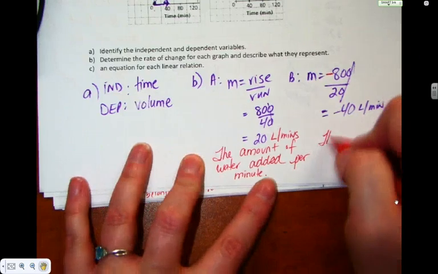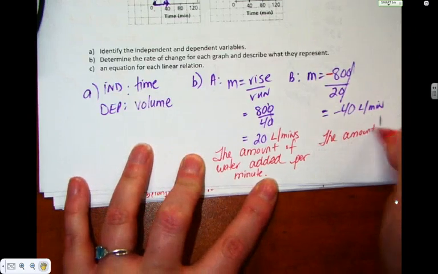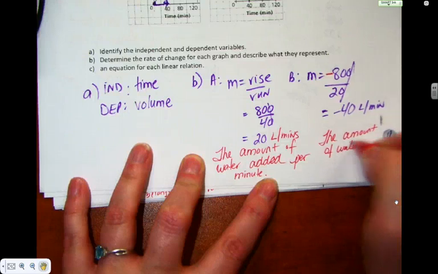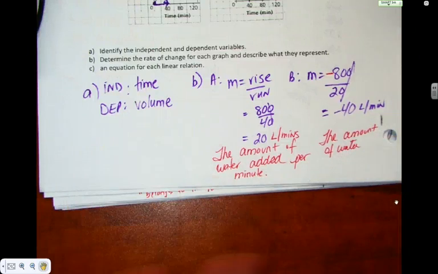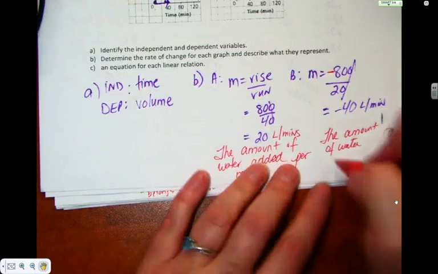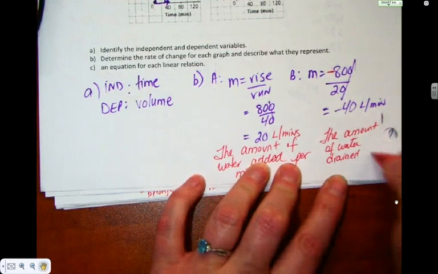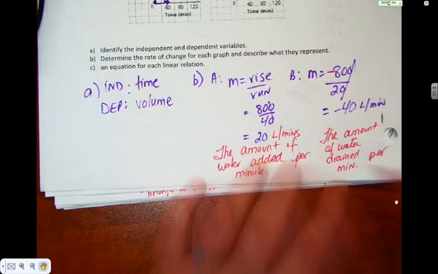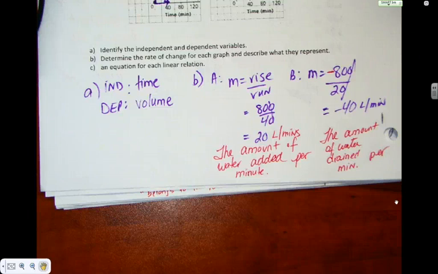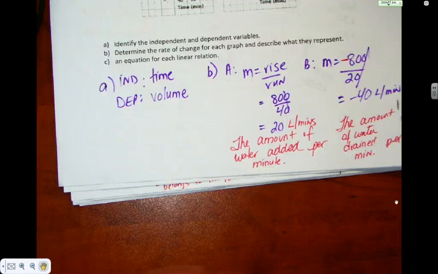So this is the amount of water, give me a good word here. What do we say when water leaves a bathtub? Draining, the water amount drained per minute. Remember I said I looked at the graphs and I knew right away it was draining faster? There's your proof. How much faster is it draining? Twice as fast, because we went from 20 to 40.